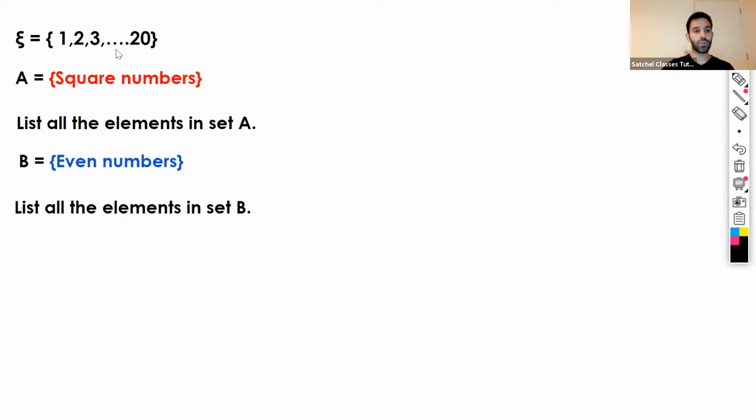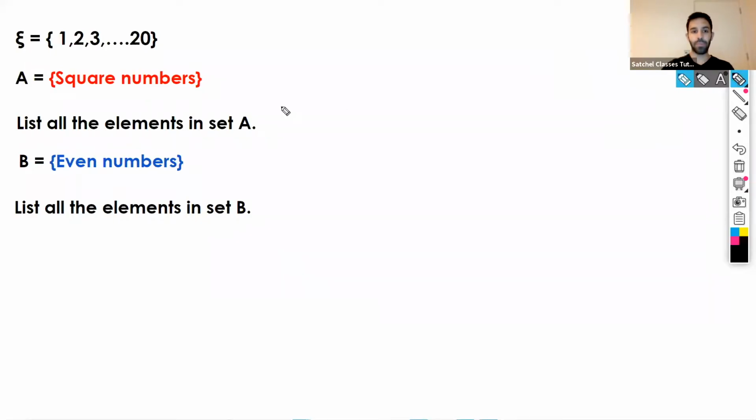All right, let's move on then. So here the universal set is numbers 1 all the way to 20. And set A are all the square numbers, and set B are all the even numbers. So it says here, list all the elements in set A.